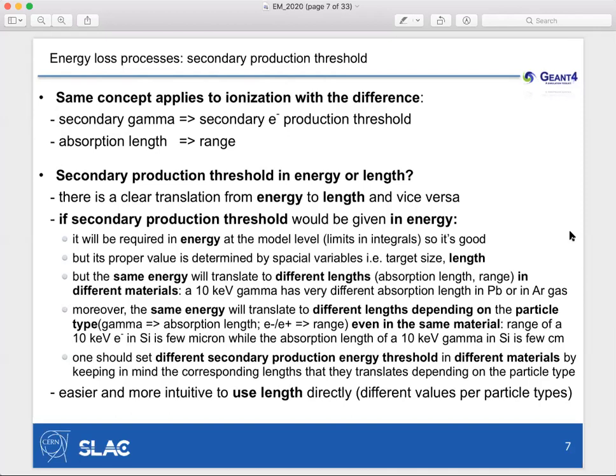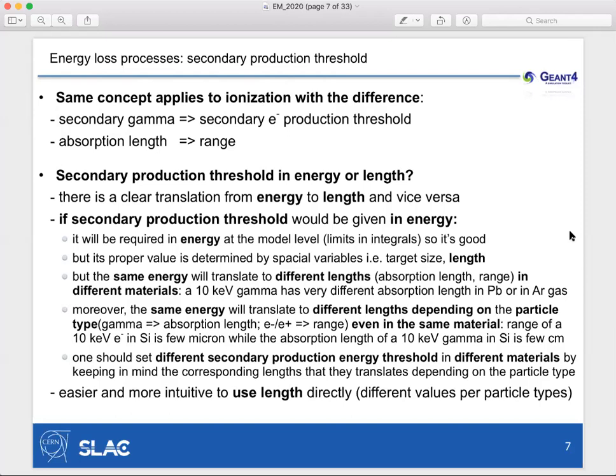I could repeat roughly the same things talking about ionization. When the electron, for example, participates in ionization and produces a secondary electron, the same concept and image would be seen there. The difference is the secondary particle in ionization is a secondary electron, so we have a secondary electron production threshold there, and the absorption length there is actually range.